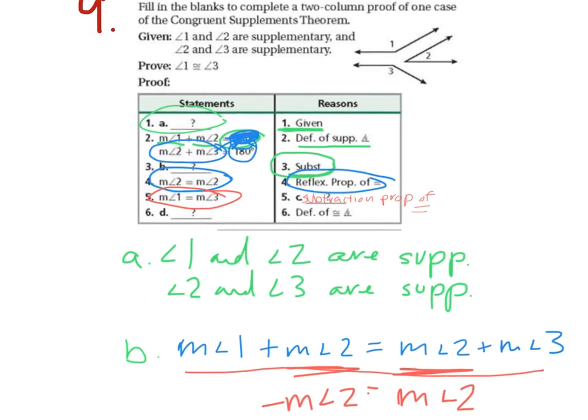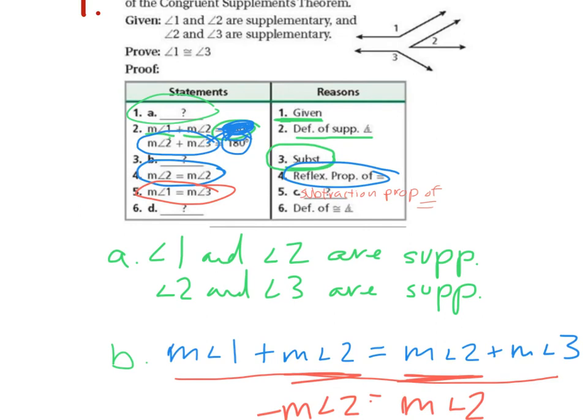And then in the last step, you're always going to put what you're trying to prove in the last step. But it says we're using the definition of congruent angles. So the definition of congruent angles says we can go from the two angles are equal to now the two angles are congruent. So we have angle 1 is congruent to angle 3, which is just what we're trying to prove.